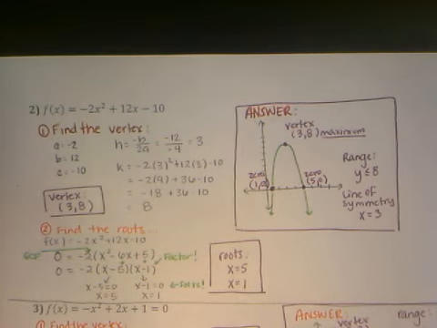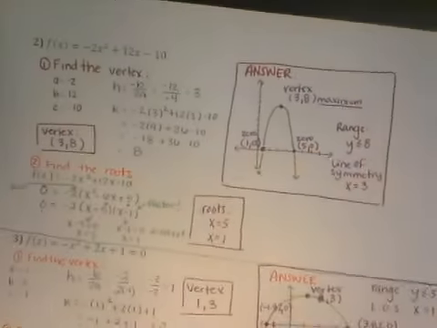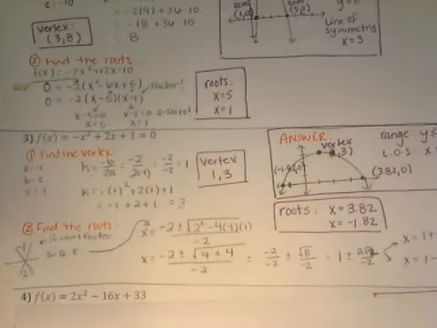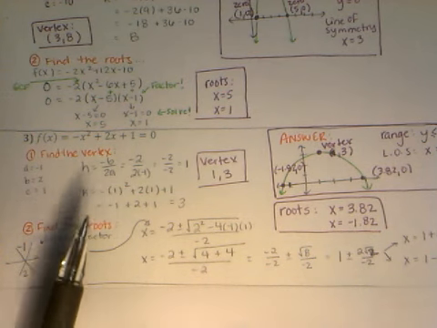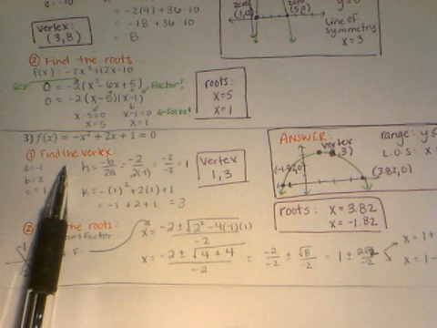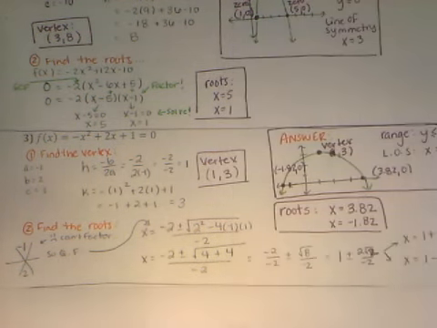If you need to look at this for longer, pause the video here. Otherwise, let's move on to example number 3. Okay. This one's squeezed in a little bit, but same process. Here's the vertex, which turns out to be (1, 3).